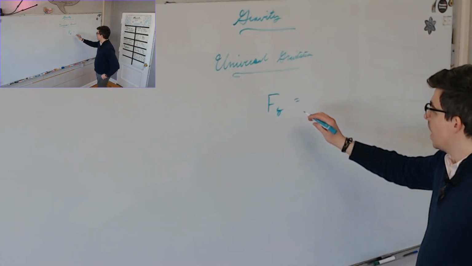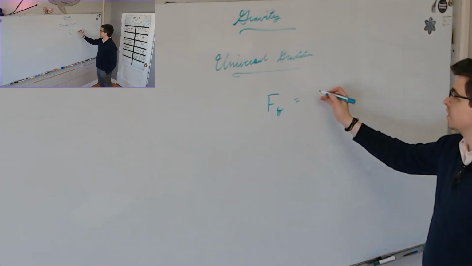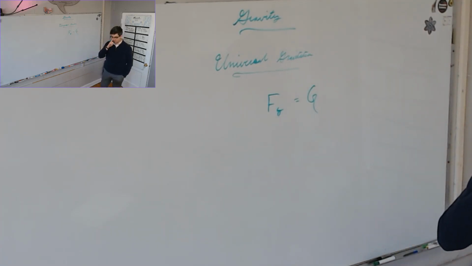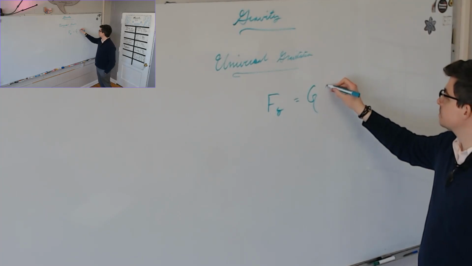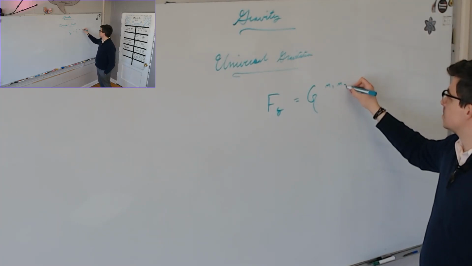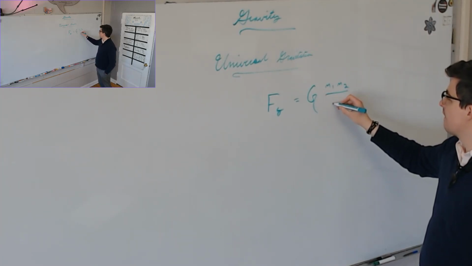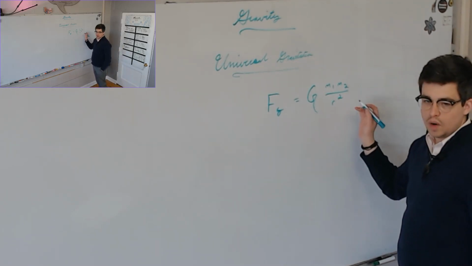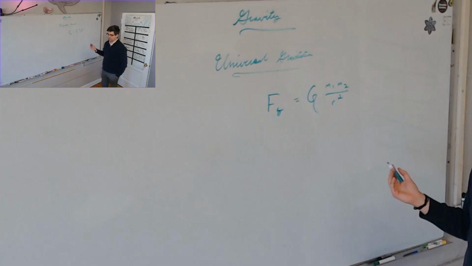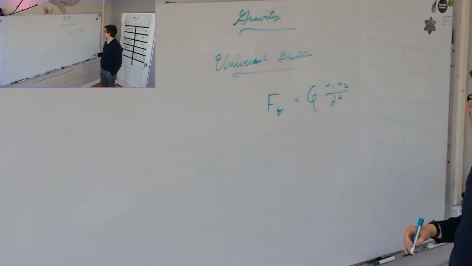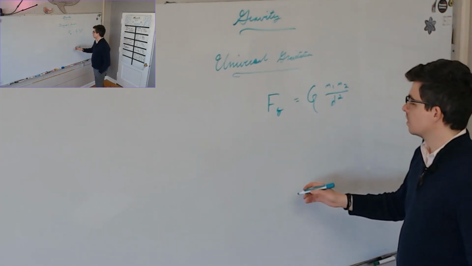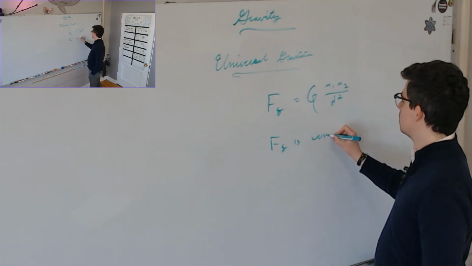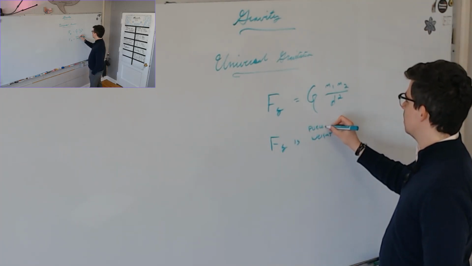F sub g, the force of gravity, equals capital G times the mass of the first object times the mass of the second object divided by the radius of the object or the distance between them, squared. Either is fine. I've seen it both ways. Let's put D because it probably cuts closer to the quick, as it were. So F sub g here is weight or the force of gravity.